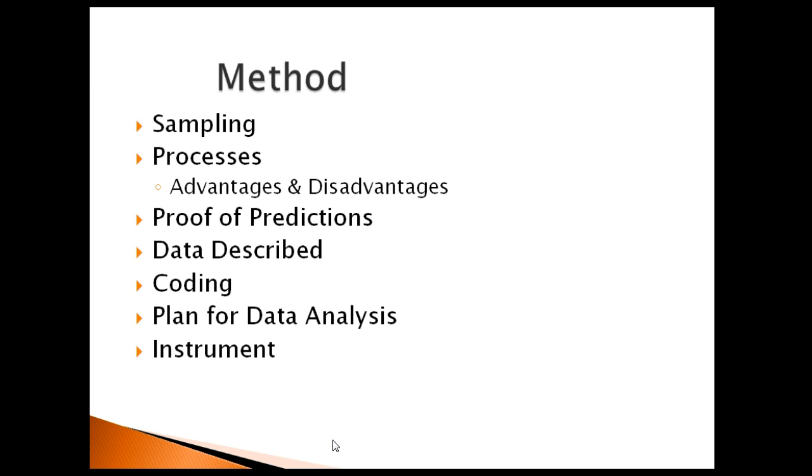For the method or the process you're going to use to actually gather your data for your study, you'll be evaluated on the following elements: sampling, processes including advantages and disadvantages, the proof of predictions, data described, coding, plan for data analysis, and instrument. Since several of these terms above are going to be considered vocabulary terms which you might actually need to define, as always, take time to pause the video if you need to write things down and then return to it.